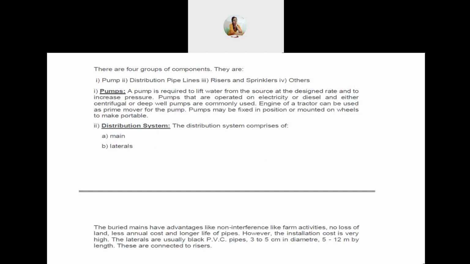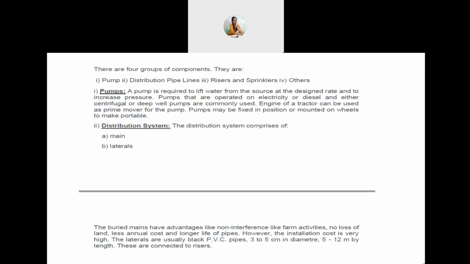Number two is the distribution system. The distribution system comprises A, the main, and B, laterals. The buried mains have advantages like non-interference with farm activities, no loss of land, less annual cost, and longer life of pipes. However, the installation cost is very high.